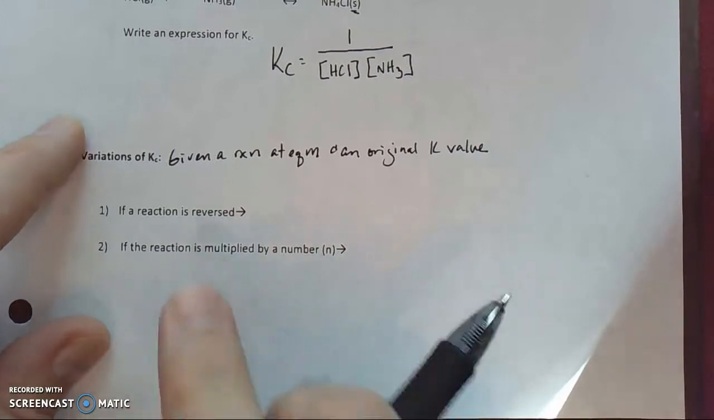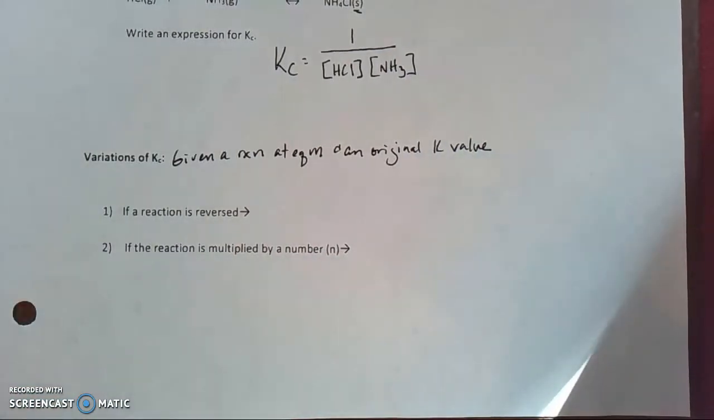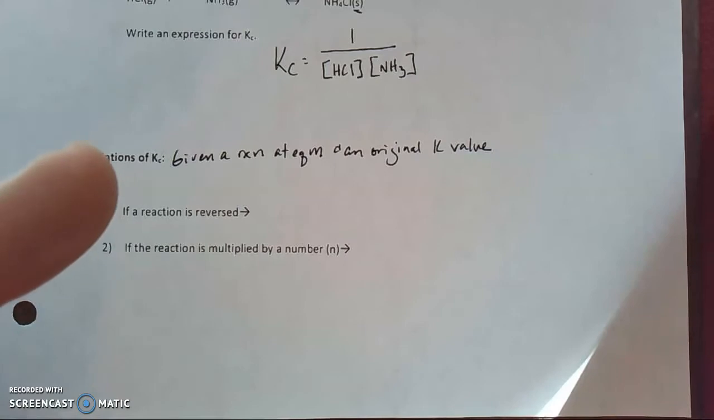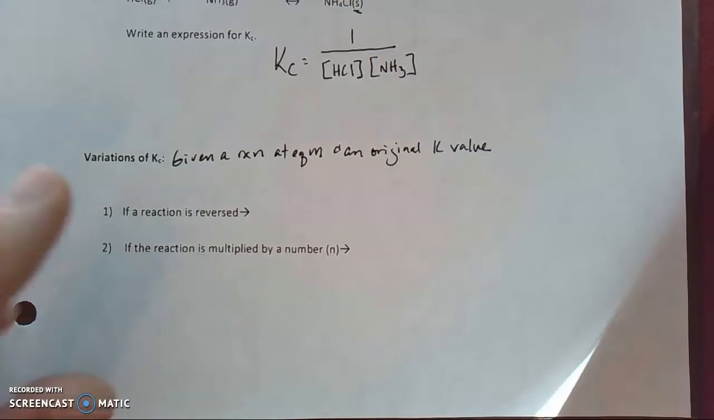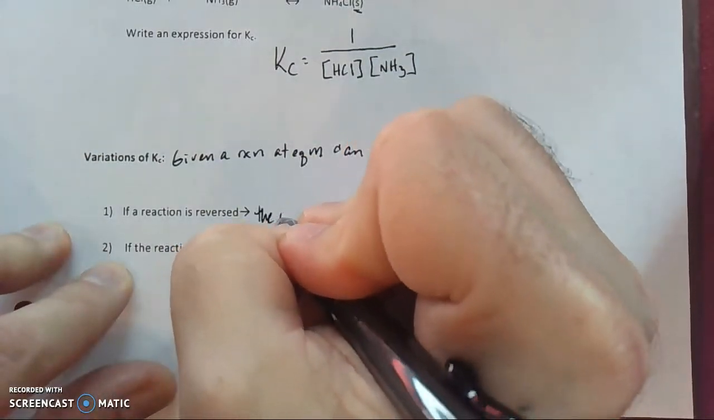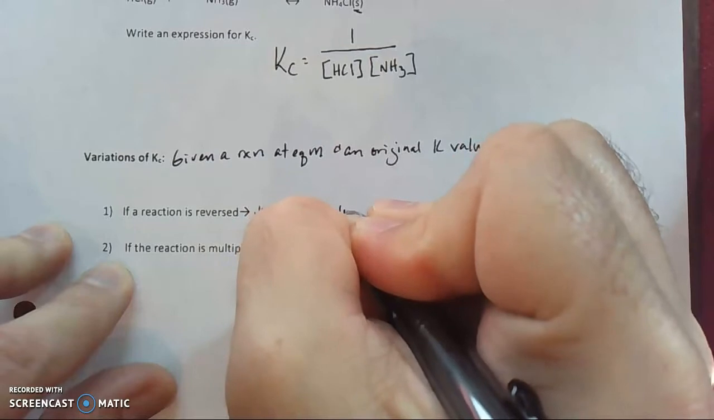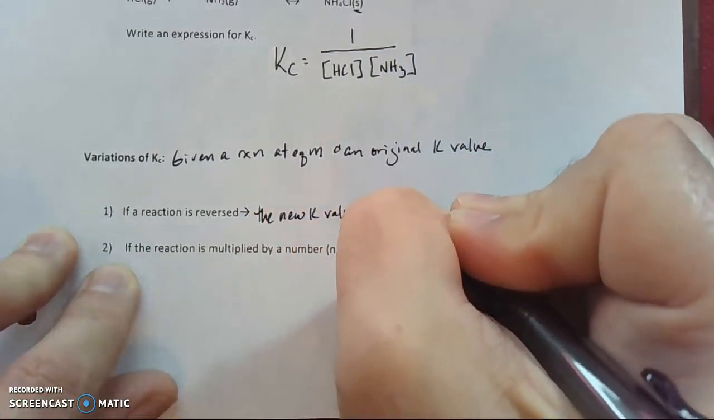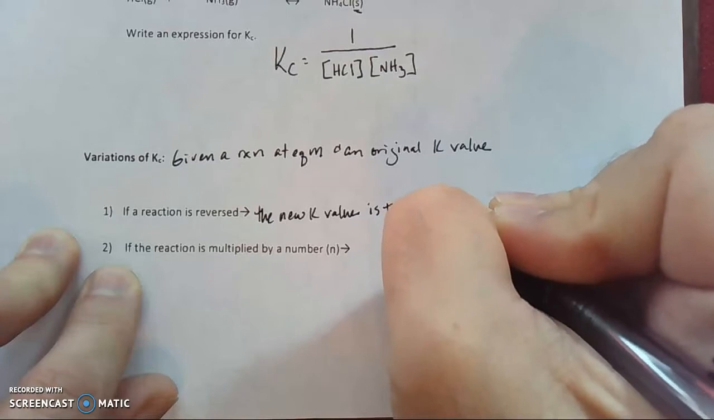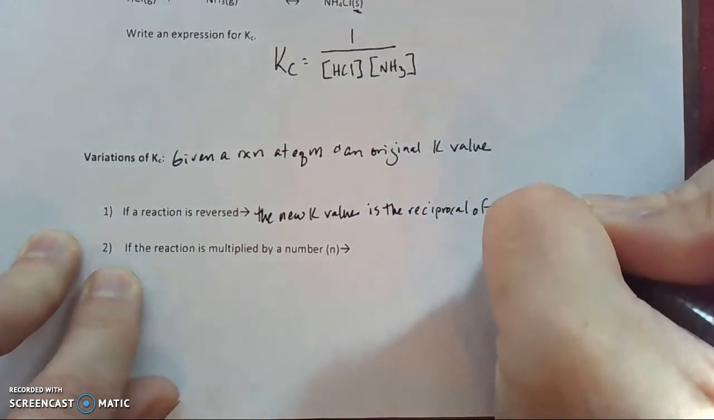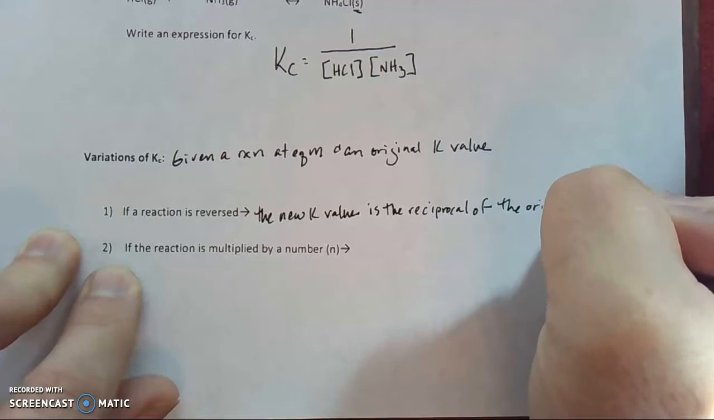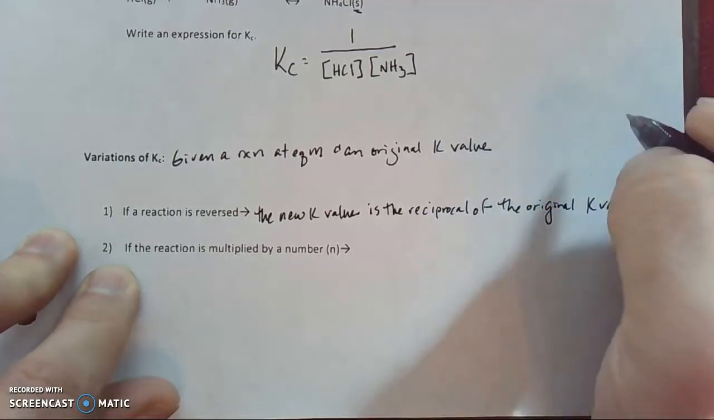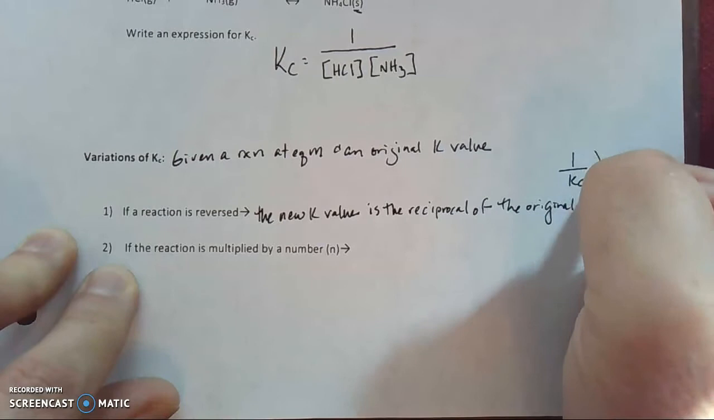If a reaction is reversed, what that means is our products and reactants flip. So what was on the top of the equation is now on the bottom, and mathematically, that's a reciprocal. So if a reaction is reversed, the new K value is the reciprocal of the original, which would be 1 over Kc.